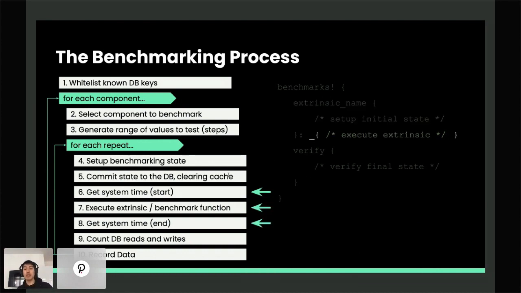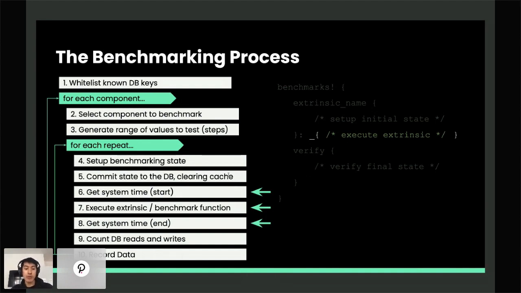Once we've set up the initial state, all we do is call our function. It can be an extrinsic or a function. We get the system time, we call the function, and we get the system time again. The difference of these two system times is what we say is the time it took to execute this function. We know that there's a little bit of overhead involved with calling the system time, and a little bit of inaccuracy there. But we found that this overhead is minimal compared to the actual time it takes to run these extrinsics. So this is not really a large factor in terms of showing up in the weights.